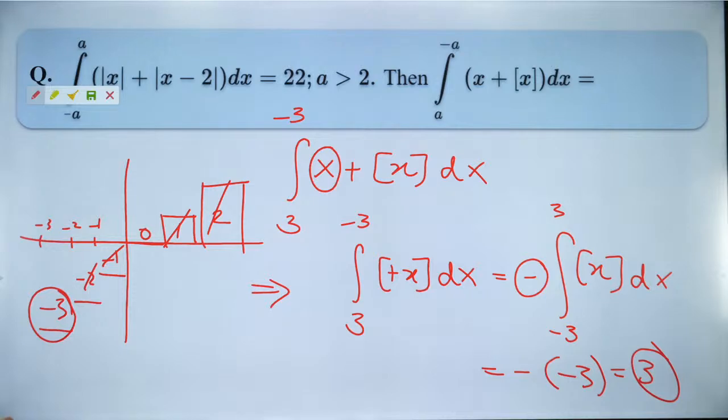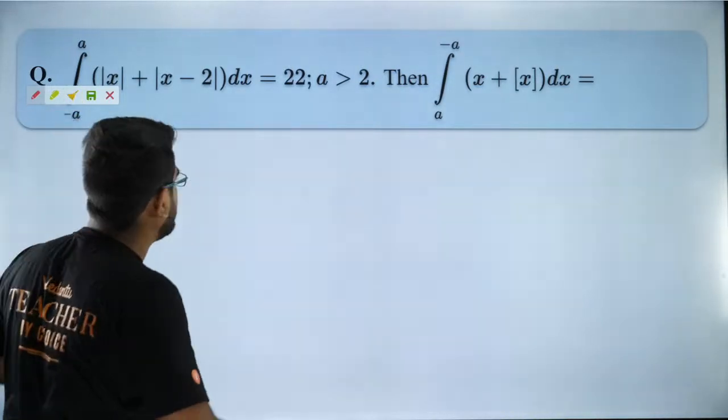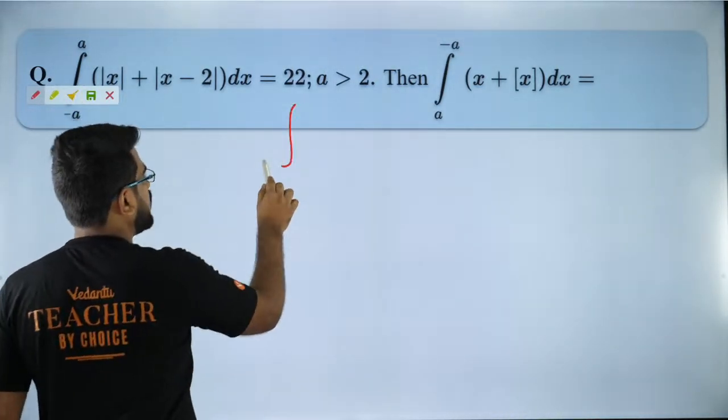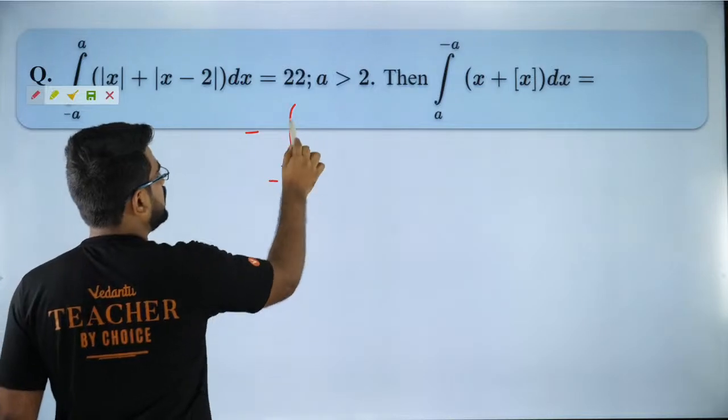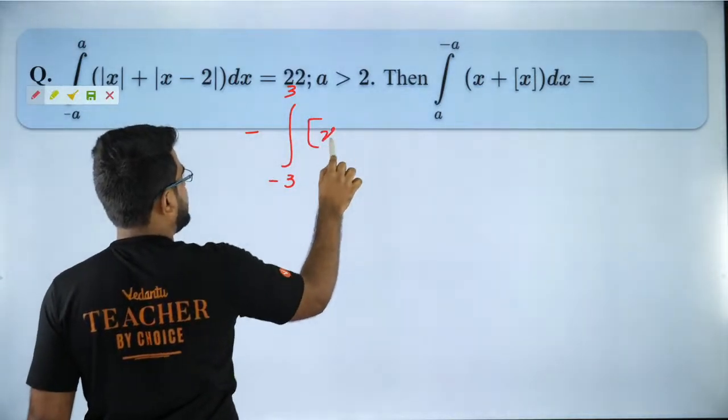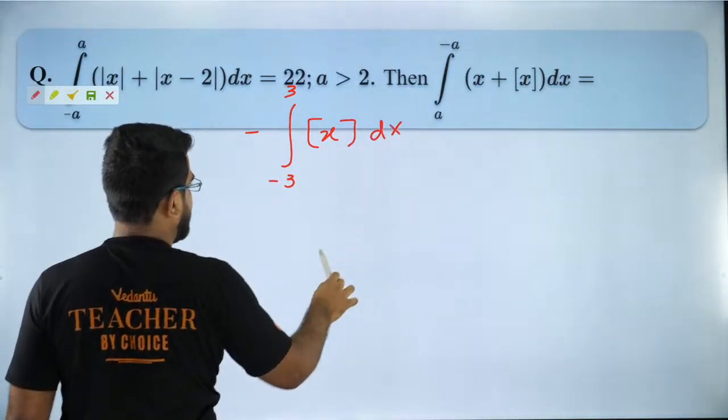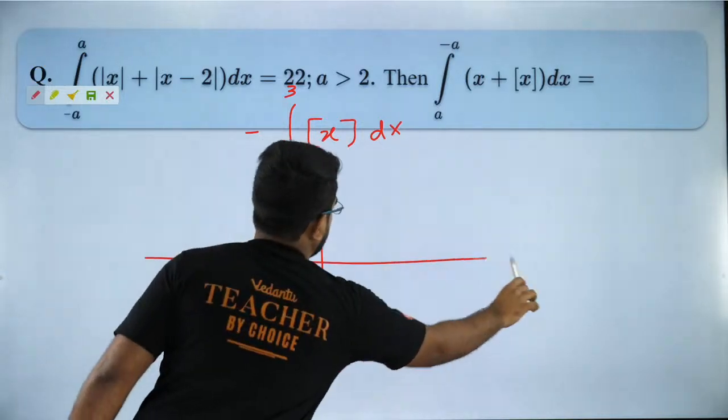Okay. Yes, Anirudh Singh, I will repeat it. So guys, you basically have the integral from minus 3 to 3 of GIF of x dx. So what is the graph of the greatest integer function of x? Let me draw it properly.